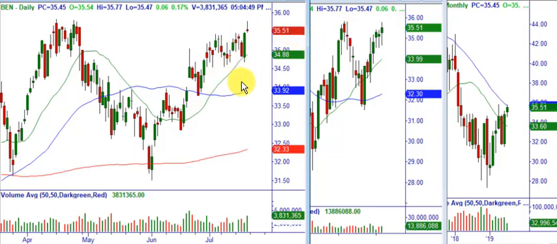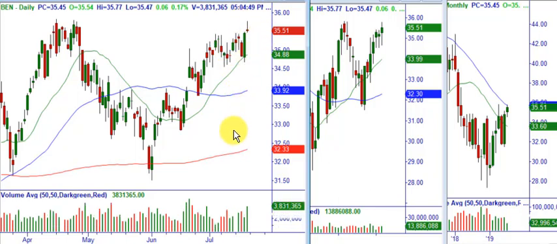As long as this green bar from Thursday holds and gives us a bullish daily setup, that's on our long watch list for our subscribers.